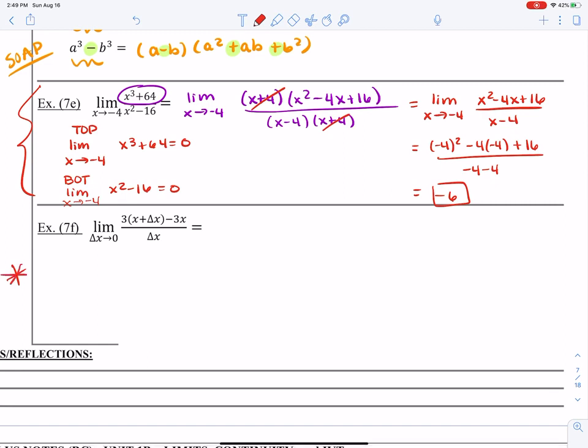For time purposes, I'm going to skip 7F and we will pick back up in a moment.